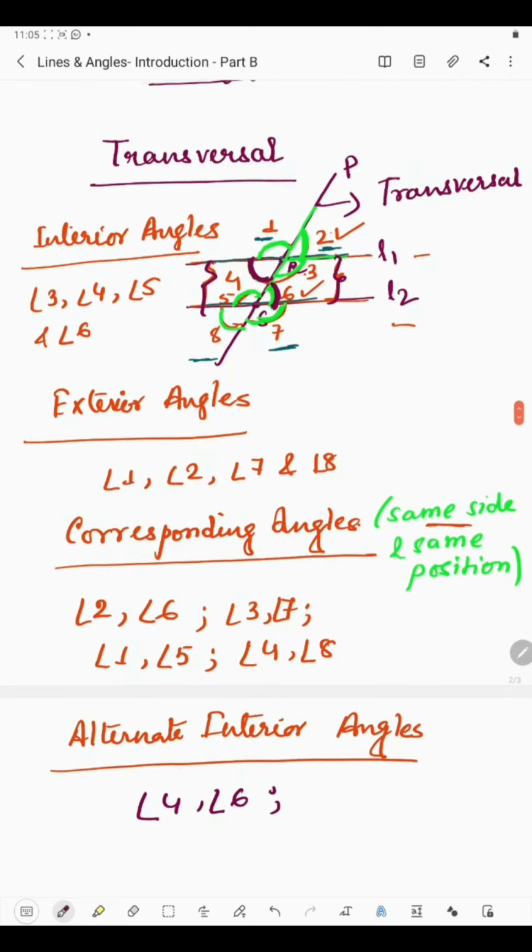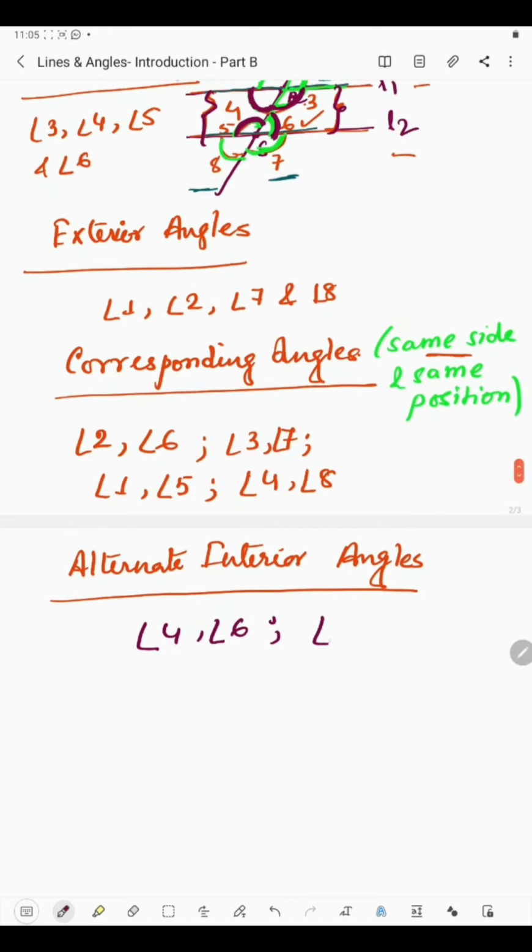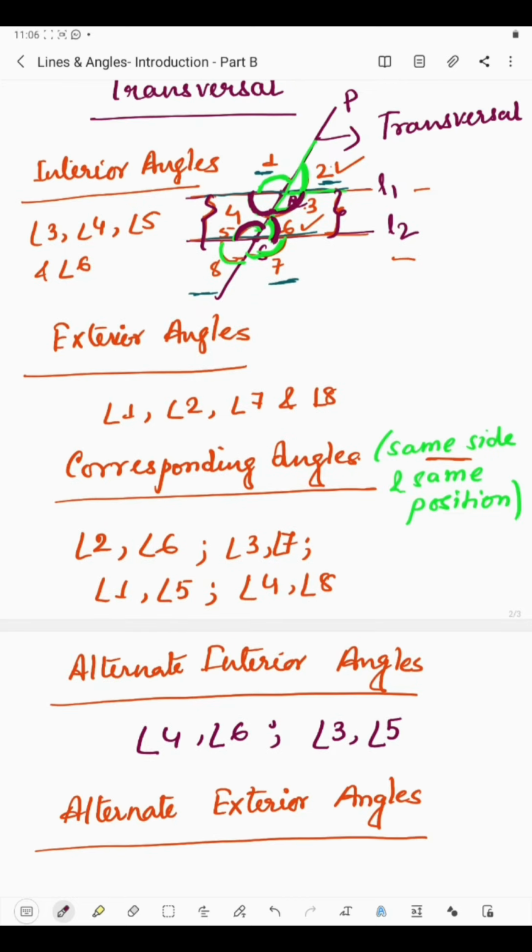And another alternate interior angle pair is, if you take the angles on the right side, then another angle you will have to take on the left side. So it's angle 3 and angle 5. Okay, so these are the alternate interior angles.